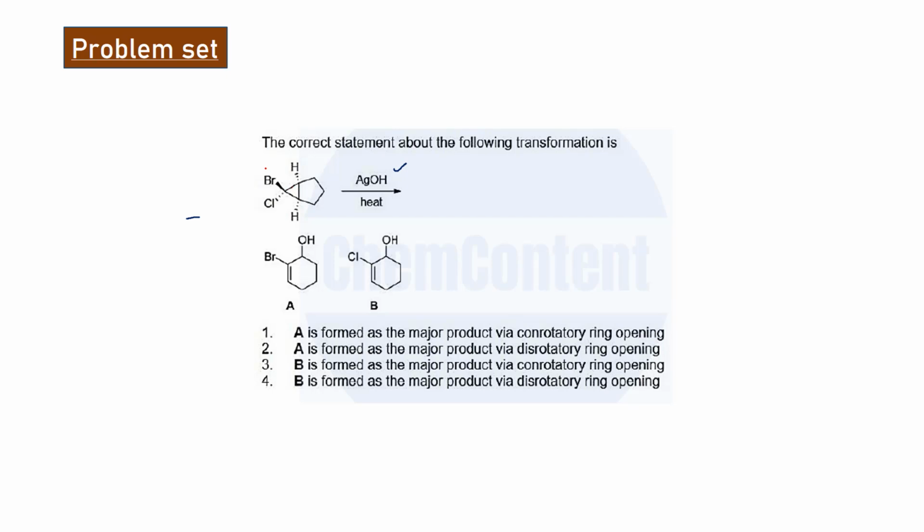now between this bromine and chlorine, which will be eliminated? As we know, the carbon-bromine bond is weaker than the carbon-chlorine bond. So it gets eliminated at a faster rate than the chlorine. The carbon-bromine bond is weaker. So this comes here and bromine gets eliminated from the system. So the correct option will be product B.